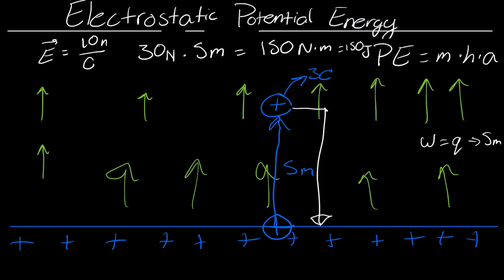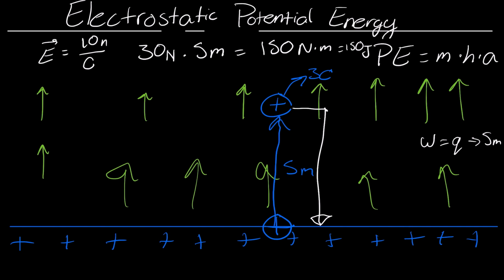Now, let me write it out just so it's a bit more clear. We have the first initial charge right here, and down here is the second charge. Now, the work needed to move that charge is 150 joules, which is what we have right here, and that is the total potential energy stored in the charge.